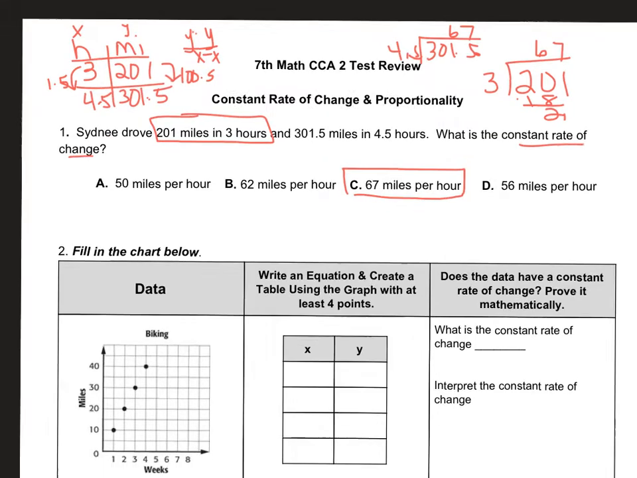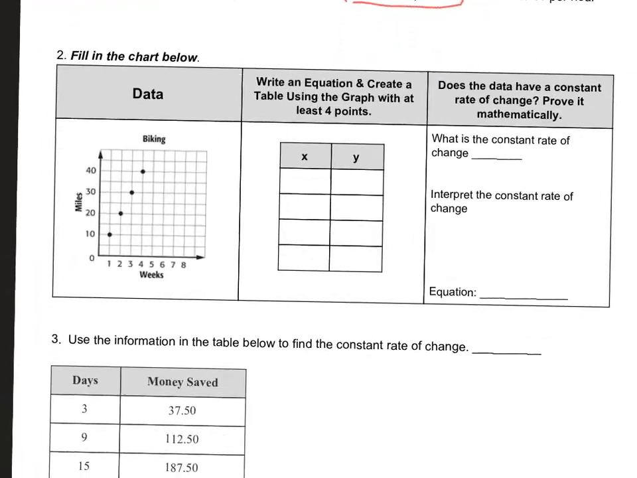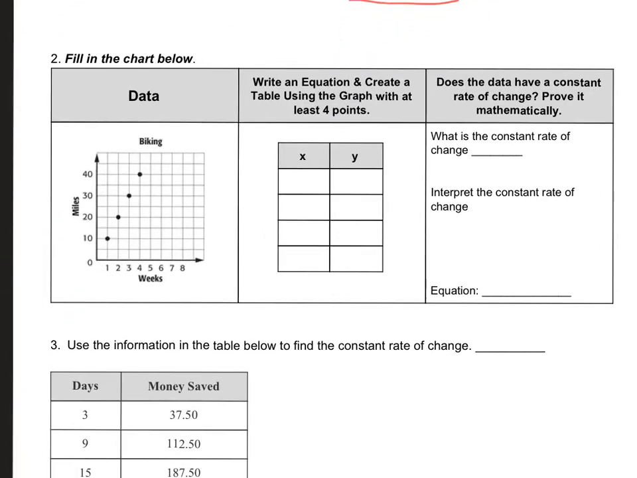Let's go ahead and look at problem 2. We've been given a situation that shows us the biking and the number of miles that are biked by week. Don't forget to always label your y-axis and your x-axis. Read your labels and identify what each of those numbers mean. We have our weeks and our miles. By looking at this graph, I definitely am going to have a constant rate of change since I have a line going in a straight line. My dots are going in a line.